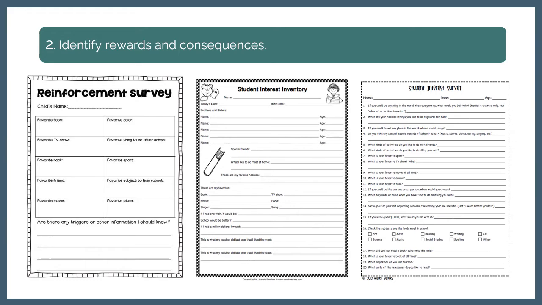The example in the middle could also be used for an elementary student or reformatted for a middle schooler. In addition to favorite things, this form poses general questions including what the student would do if they had $1 million, or what would make school better, which allows for a deeper look into what may motivate the student. Lastly, the form on the right is an upper grade interest inventory, which includes questions about goals, hobbies, and other items of interest.